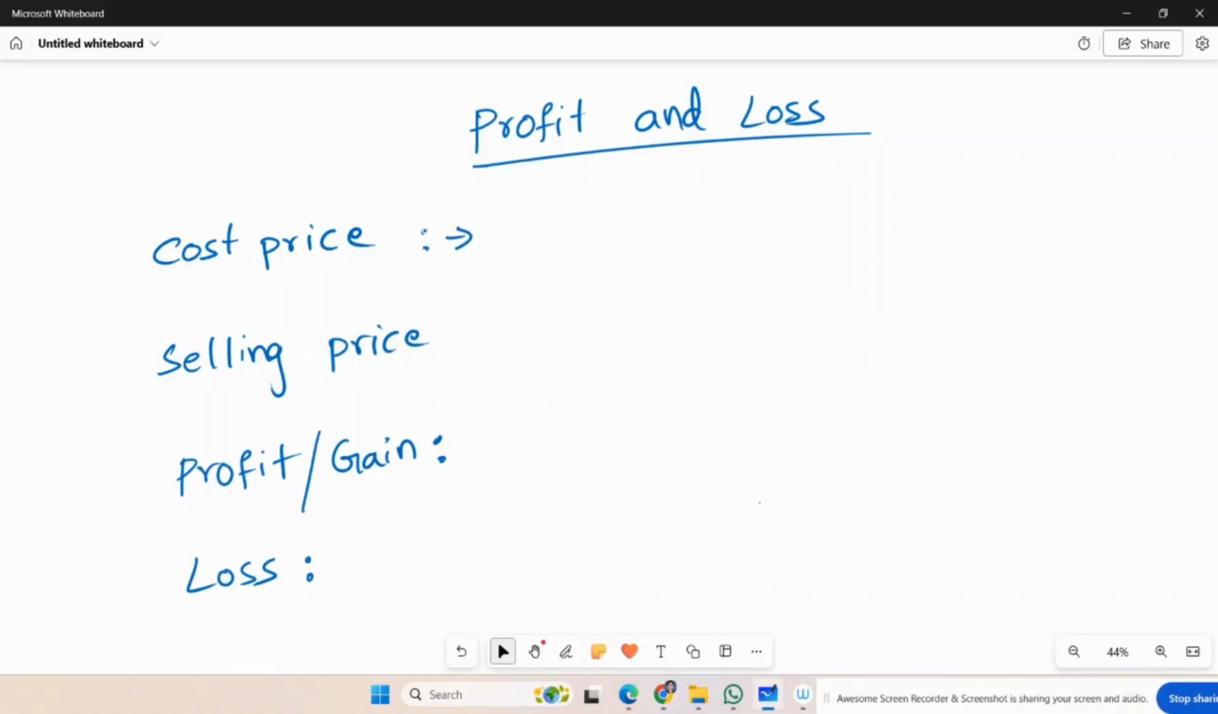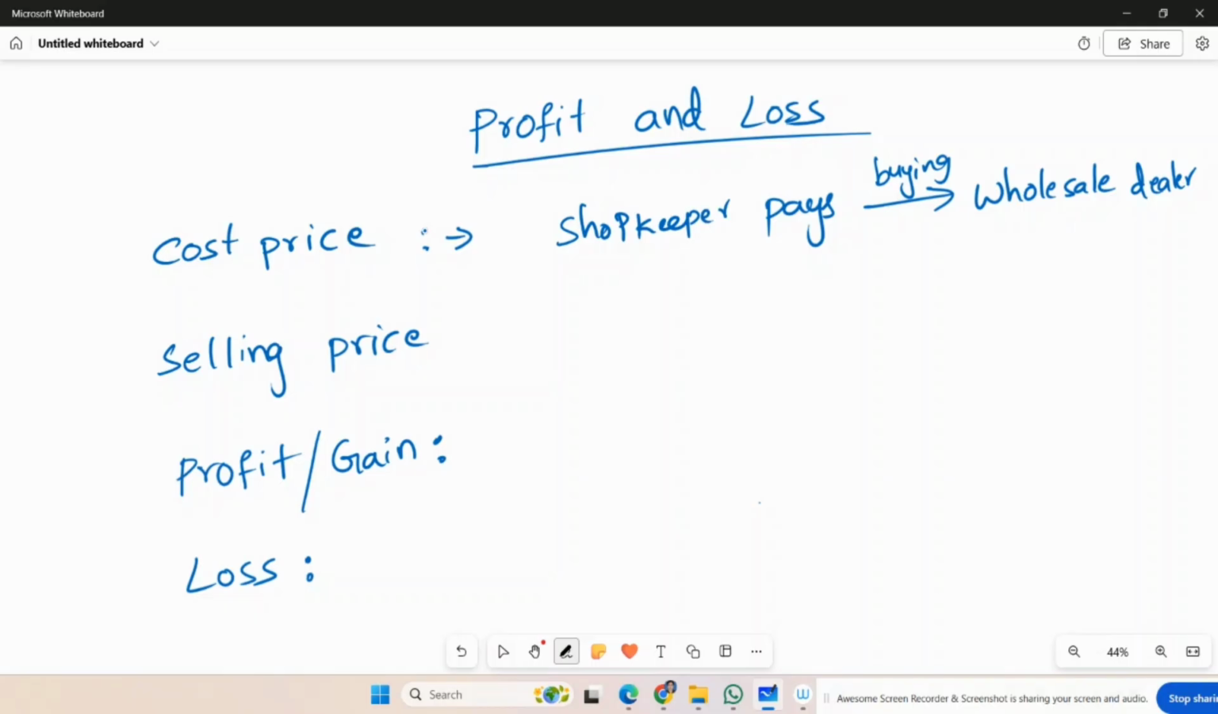Cost price means, suppose the shopkeeper pays for buying some certain goods from a wholesale dealer. What a shopkeeper pays for buying certain goods from a wholesale dealer or some manufacturer is called the cost price of the goods for the shopkeeper. Okay. In short, we write this cost price as CP. A shopkeeper buys certain items or goods from a wholesale dealer.